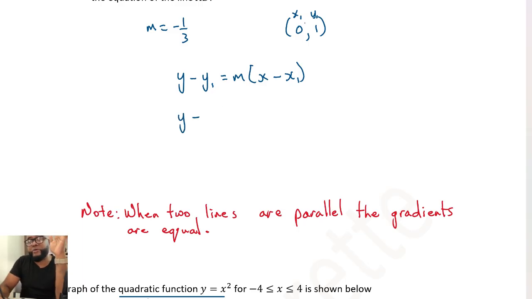Shania, you're going to do this one. Y minus what? What is Y1 here? Just write down the coordinate. Look at the coordinate here. It's 1. What is M? Negative 1/3, right? X minus what is X1? Everything right there, right?